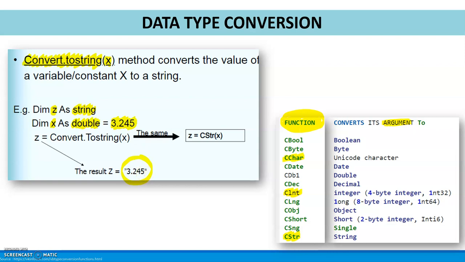So I am writing Convert.ToString, and in the brackets I provide the source variable which I want to convert, and simply using the assignment operator, the equal to sign, you can store this value in Z. This is one method, and the other method is this: you can write CSTR, in the bracket X, and assign it to the Z variable. Ultimately in both cases you will get this output. So this is about data type conversion.